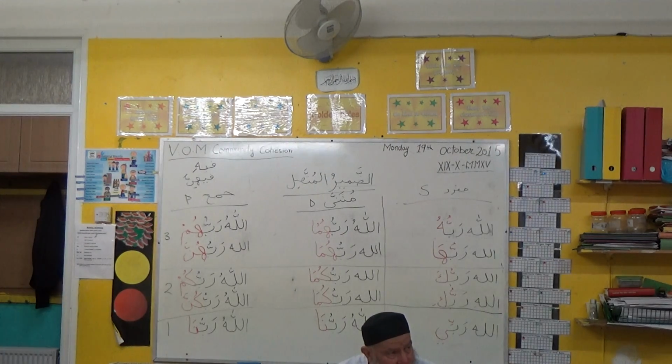Now, Abu Siddiq. كنا لباس لكم وأنتم لباس لهن. كن from لكم, أنتم, and لهن. They, your wives, are a garment for you and you are a garment for them.